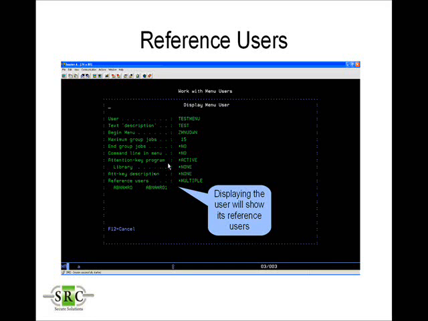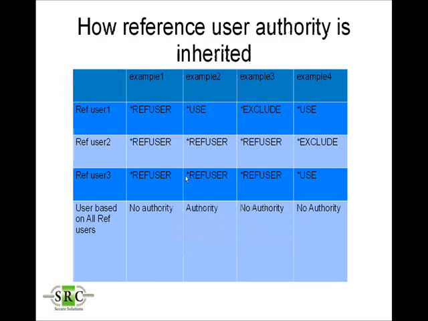We can also see by displaying the menu user itself who are the reference users behind the star multiple. And also the reports that you can run from iMenu400 will give you the same detailed information.